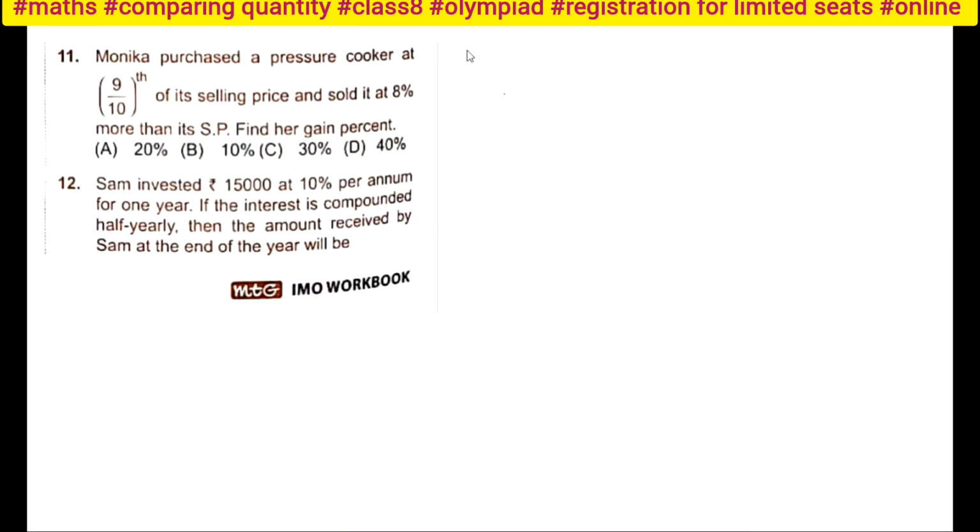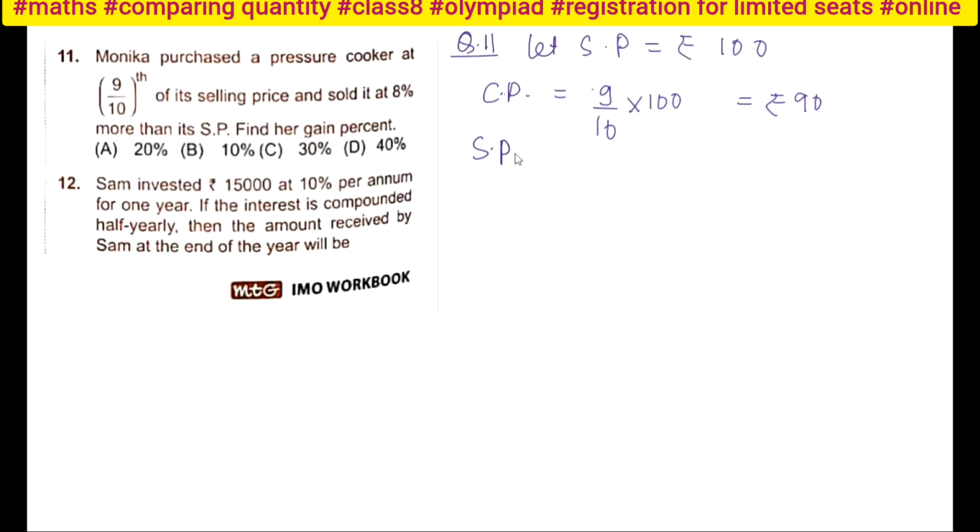Can you open your camera, right? Question number 11. Okay, so suppose I say let the selling price be rupees 100. So what will the cost price be? It will be 9 by 10 into 100, or I can say rupees 90. And the selling price is rupees 108, since they are talking about 8% more than 100. Okay, that's why it becomes 108.